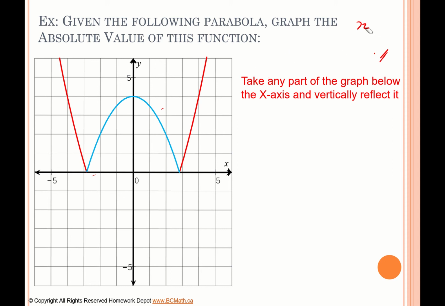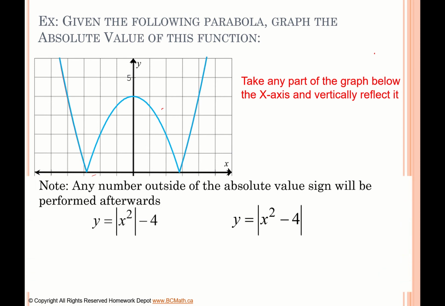Okay. So next thing is you're going to be given two equations here. If you look at these two equations, y equals the absolute value of x squared minus 4, and the second one is the absolute value of x squared, minus 4. The question is, how are these two equations the same, or how are they different? Obviously, they're the same in the aspect that they're both absolute value graphs, and they're different because the negative 4 is outside in one and inside in the other.